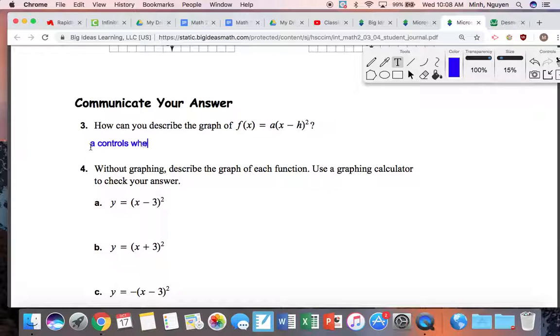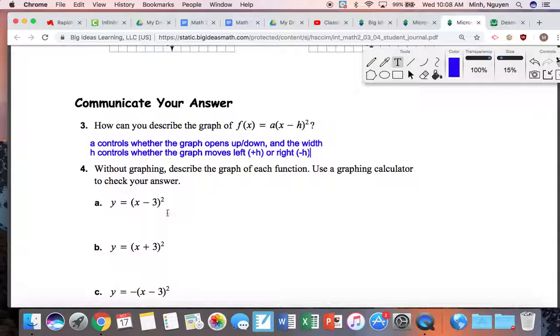A controls whether the graph opens up or down, and the width. It's another way of saying whether it's narrow or skinny, vertical stretch or vertical shrink. H controls whether the graph moves left or right. And when it moved left, it was minus H, or right, plus H, or right, minus H.